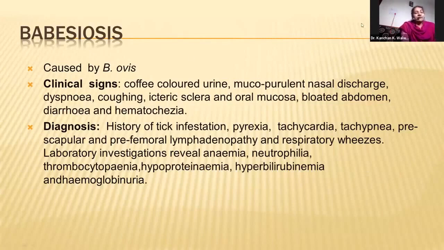So clinical signs, definitely there will be coffee colored urine, and because there is reduced osmolality, there will be tissue exudation, and similarly there will be edema in the lungs, that is pulmonary edema, and this will lead to mucopurulent nasal discharge and coughing, dyspnea, and icteric sclera because of hemoglobinemia and increased amount of bilirubin in the body. There will be icteric sclera and mucous membrane.